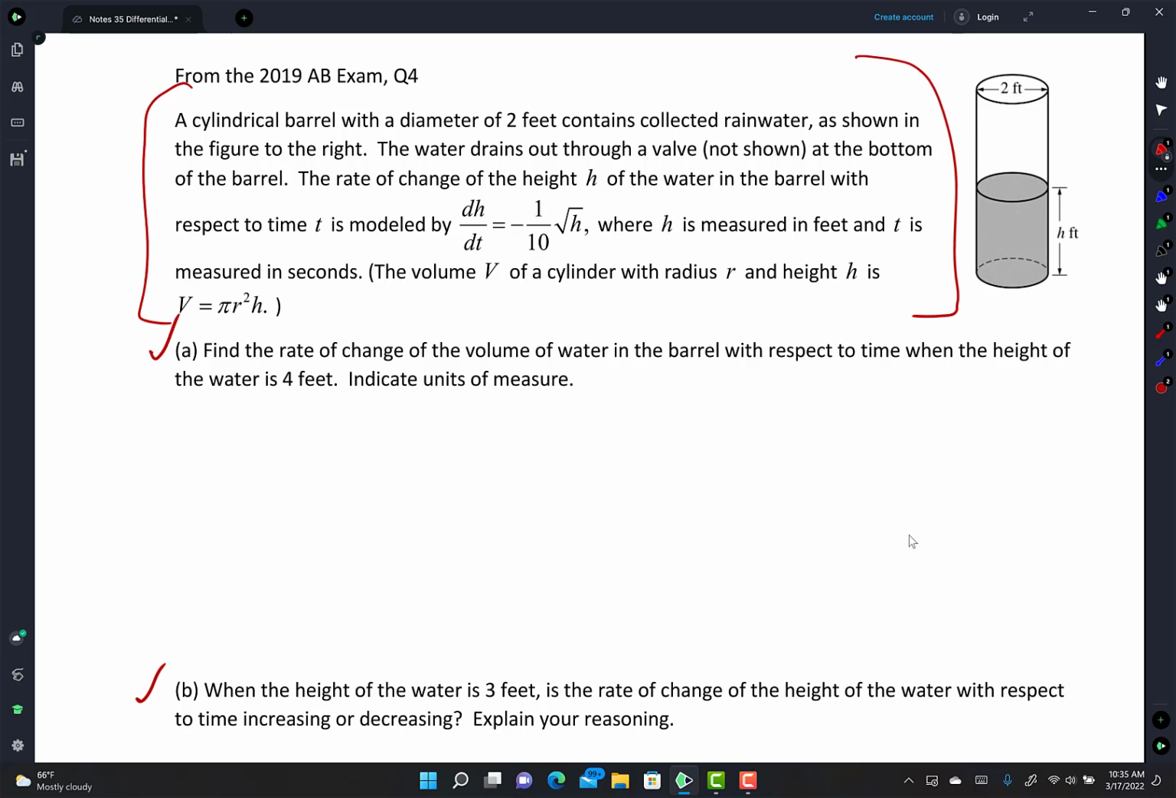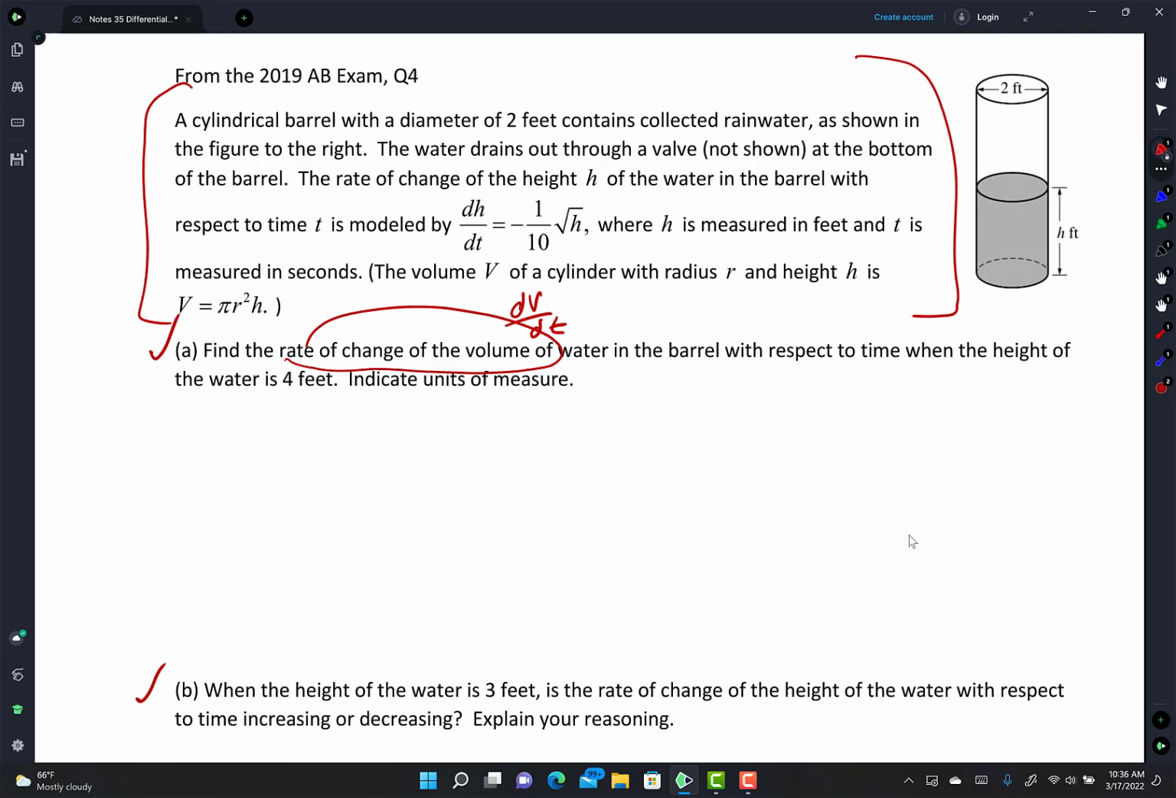They want to know, let's see what letter A says. Find the rate of change of volume of the water in the barrel with respect to time when the height of the water is 4 feet. Indicate units of measure. Bless you. What does that mean, rate of change of volume? What do they want? Perfect. If you understand that that means dV/dt, you're winning.